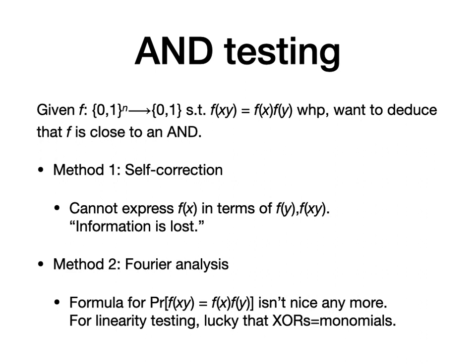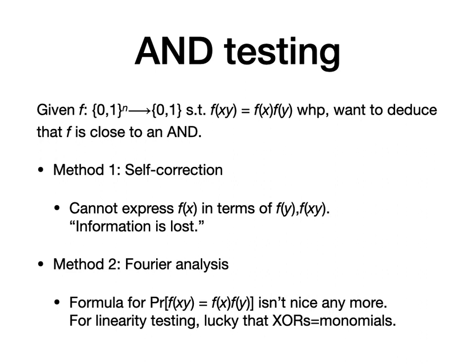The other thing you can try is Fourier analysis. You can write down the formula for the success probability of the test, but you won't really get very far. You will just get some formula which is not very helpful. For linearity testing, we were lucky that the XORs, which were what we were looking for, were the Fourier characters, or monomials. Maybe you ask yourself, what did Ilan Nechama do? He used something like the classical analysis of monotonicity testing. He has some inductive argument which somehow corrects the function to an AND. And that's why he gets a dependence on n, because he has to do it in n different steps. So all of these approaches don't help us.